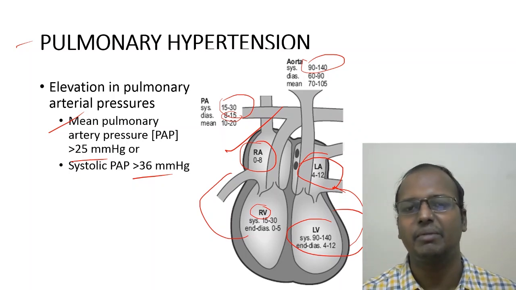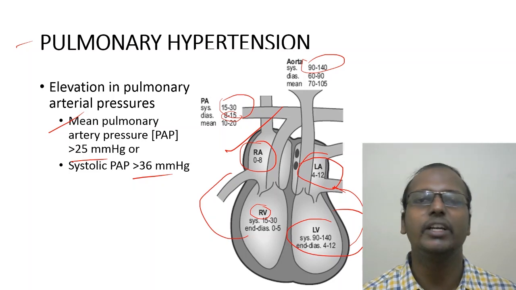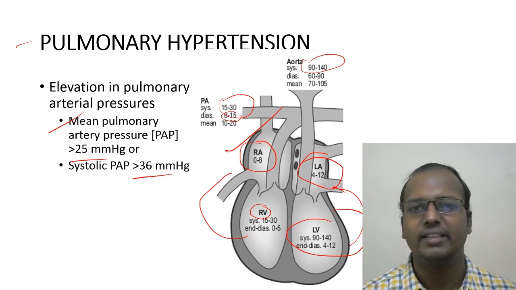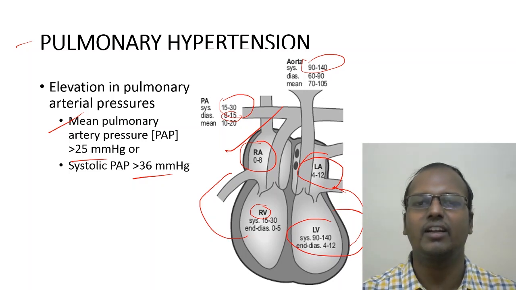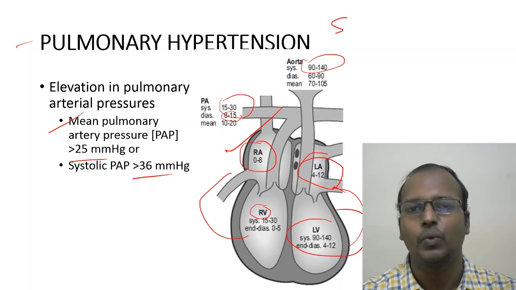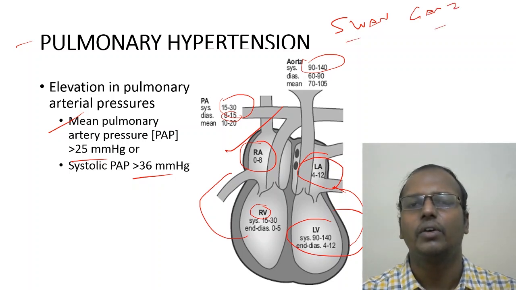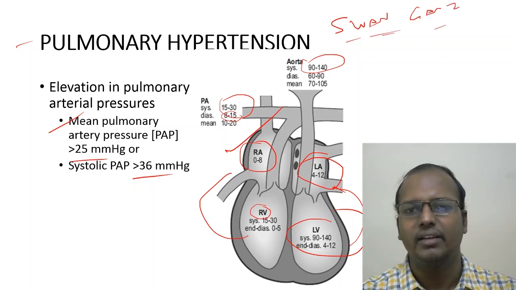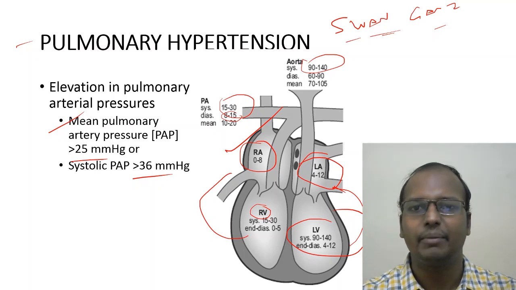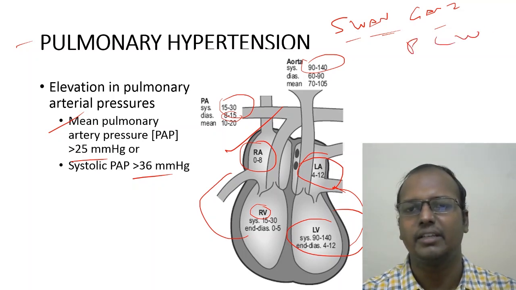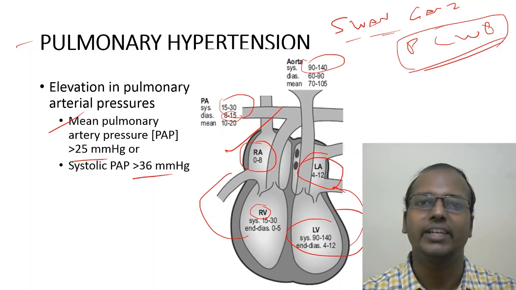But ideally, these pressures can be measured with the help of catheterization. You introduce a catheter through the jugular vein and then measure the exact pressure in all these areas. This catheter is called the Swan-Ganz catheter. That is very important. To look at the left atrial pressure, there is an indirect measurement called pulmonary capillary wedge pressure, which reflects your left atrial pressure.